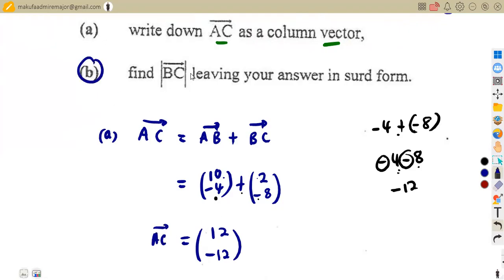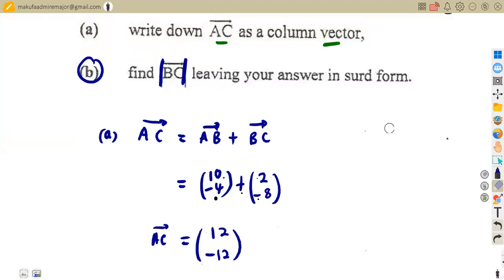All right, the B part: find the modulus of BC, leaving your answer in surd form. These two lines here indicate the modulus of a vector. So you're supposed to calculate the modulus of vector BC, leaving your answer in surd form. Leaving your answer in surd form, that is leaving your answer in terms of the square root of.